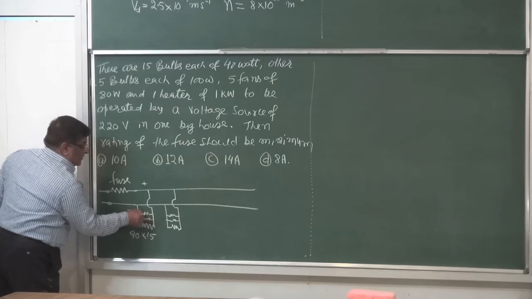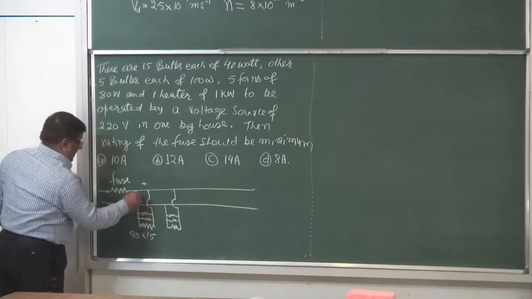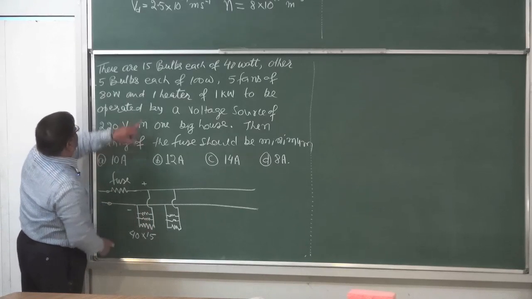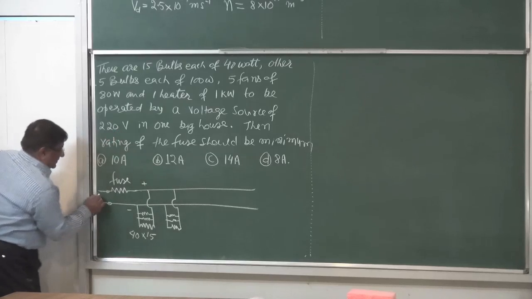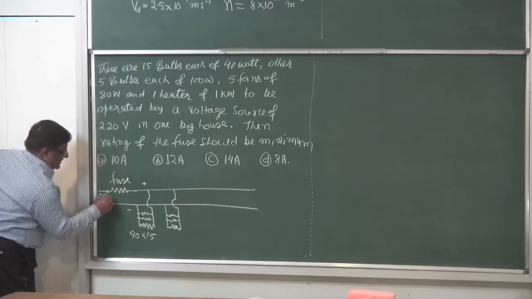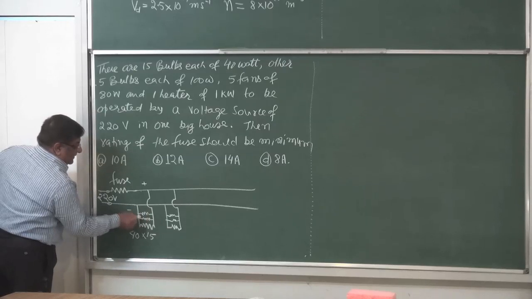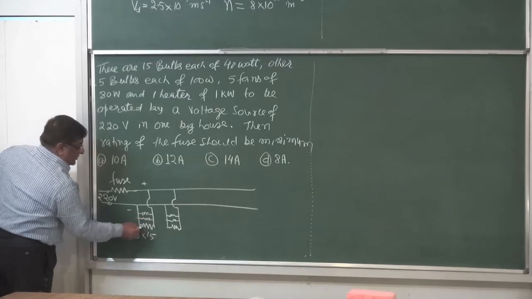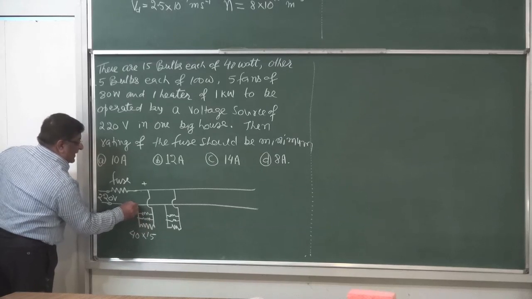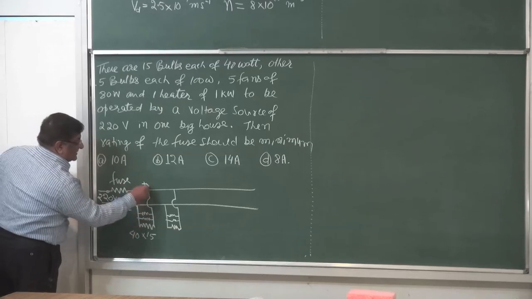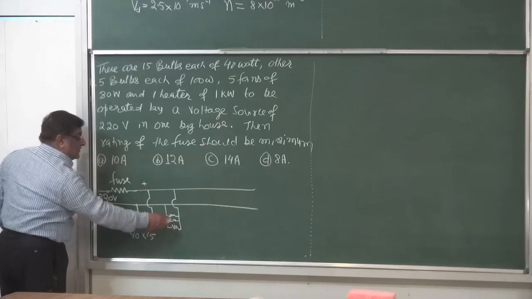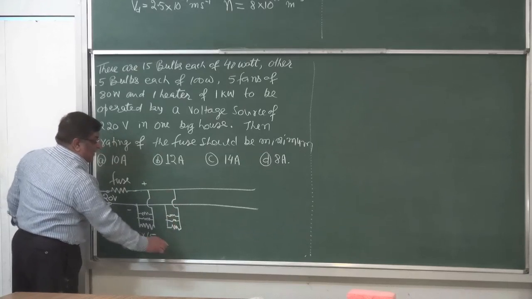Each bulb will get a total supply of how much? 220 volt. So you see, this bulb gets 220, this bulb gets 220, every bulb will get 220 between minus and plus. In this way, all these are fitted in parallel.